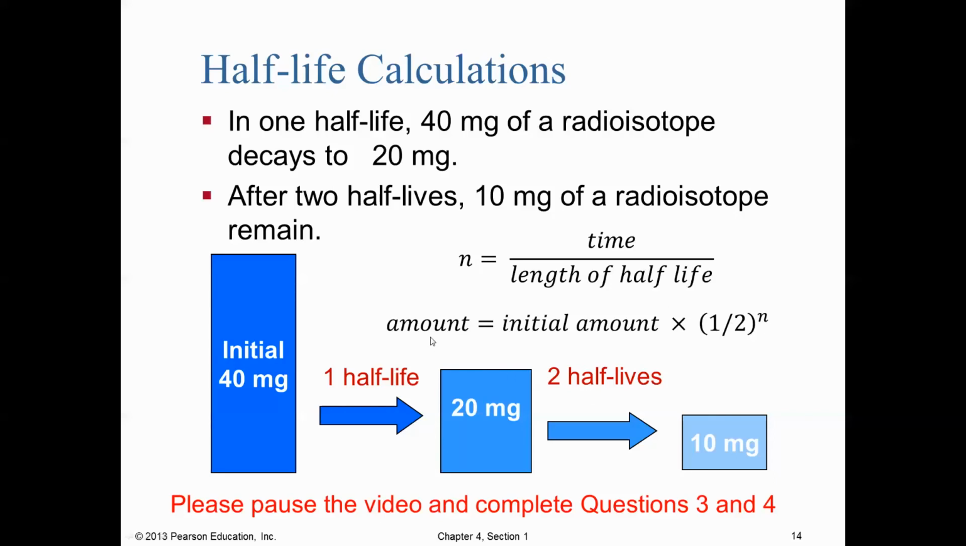So we're going to find our amount of material remaining by taking the initial amount we started with times 1/2 to the n power. So again, this is our amount of material we start with. This is going to be our amount at whatever given time, and we multiply our initial amount times 1/2 to the n power, where n is time divided by length of half-life. So I'd like you to take a shot at questions 3 and 4.